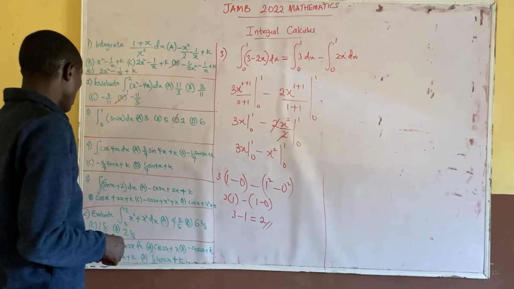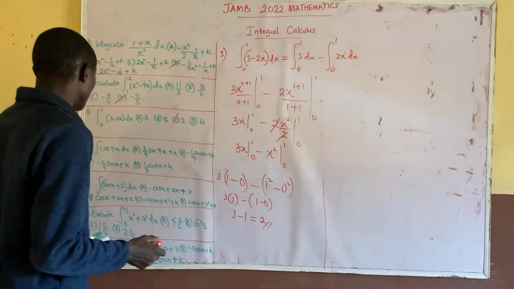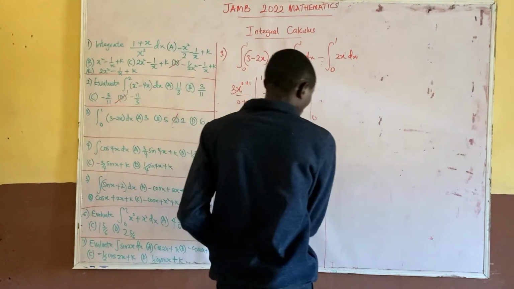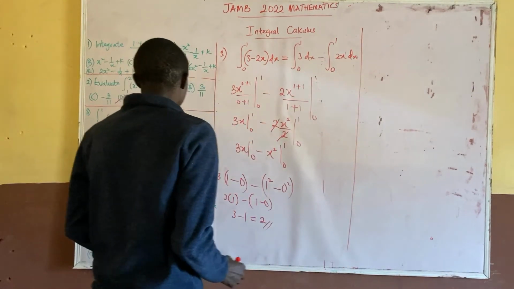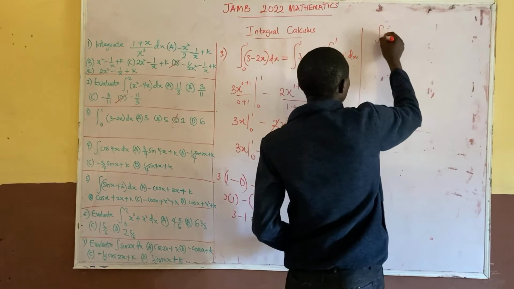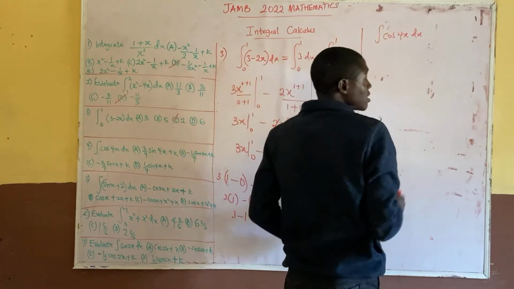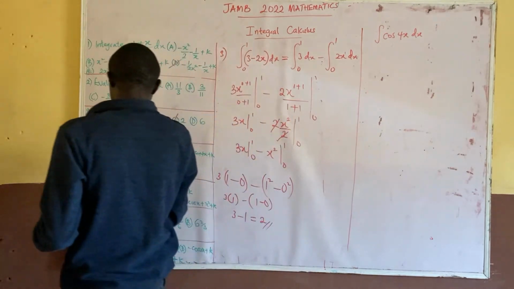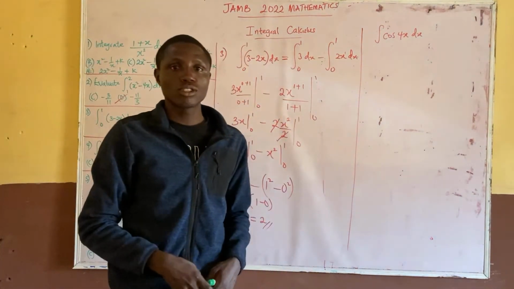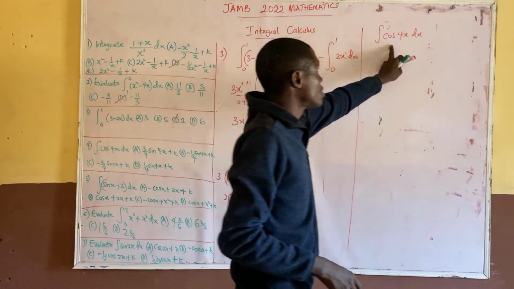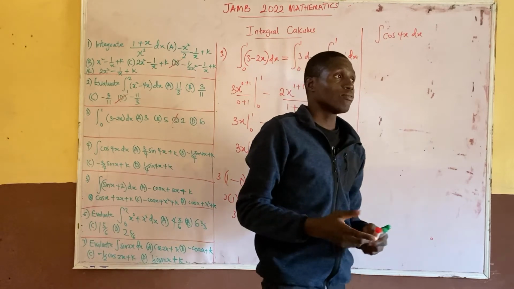The integral of trig function. Number 4 question, we have the integral of cos 4x dx. Now this is like a function of function. We have cos and we have 4x. So we need to use function of function here.